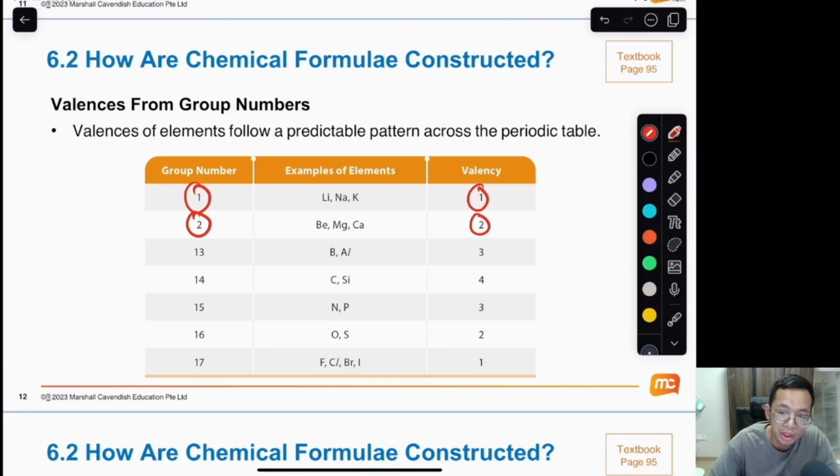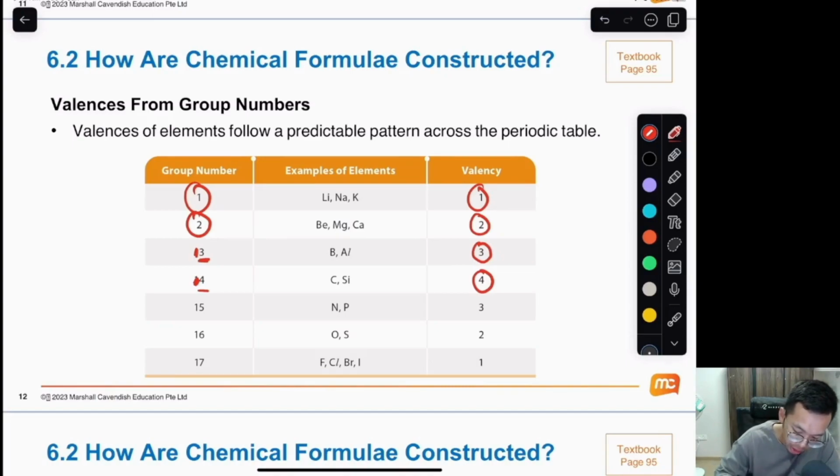But once you reach group 13 onwards, because of the new system of how you read periodic tables, you can just ignore the 1 at the front. I marked the red one, you can ignore the ones at the front. So, ignoring the 1 in group 13, you will have 3, so the valency is 3. Same thing for group 14 onwards. Group 14, the valency is 4.